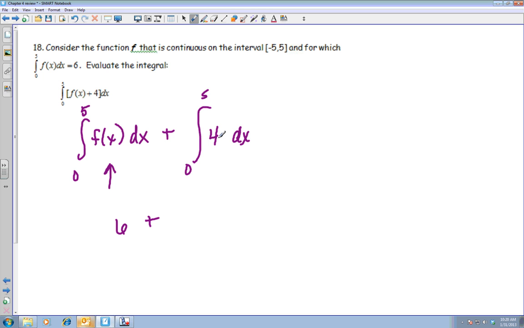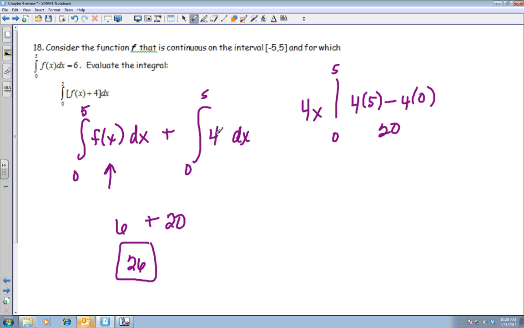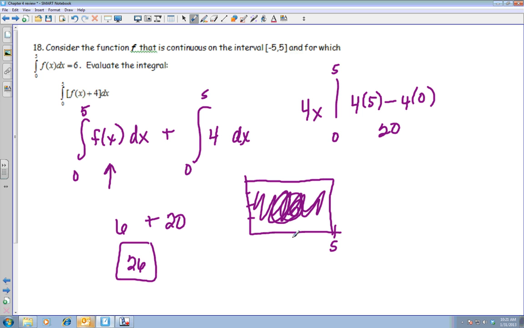Here's what I don't know the answer is. There's two different ways you can do this. I can actually integrate this and plug in the numbers. So when I integrate 4, that's 4x from 0 to 5. Plug in my 5, plug in my 0. So my answer is 20. So my total answer is 26. Or if I didn't want to do it this way, this also means from 0 to 5, find the area under the curve of 4. It's just that horizontal line. So I'm finding the area of this rectangle. My base is 5. My height is 4. So you see I still get 20. So my answer is 26.